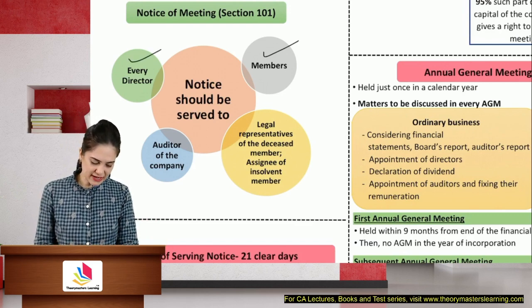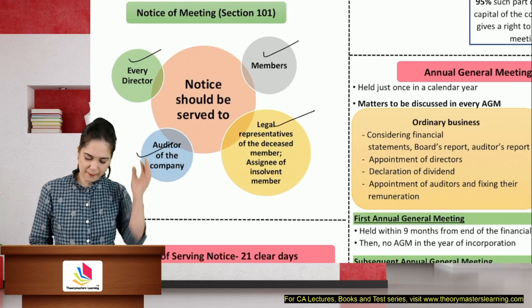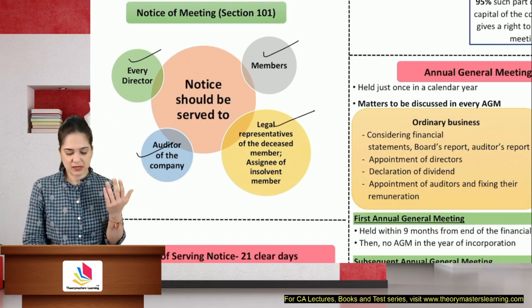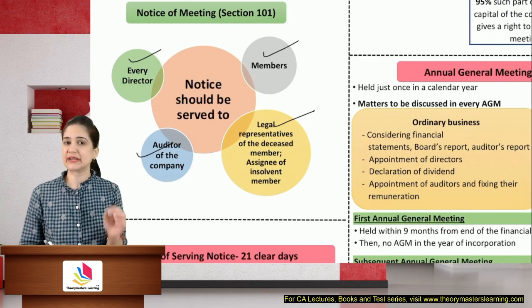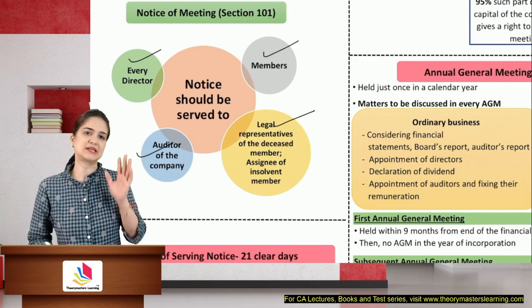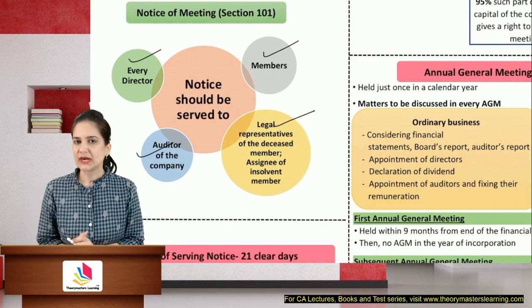It will be given to every director, auditor of the company, legal representative of the deceased, assignee of insolvent member. They will attend the meeting, but they will vote only in the capacity of either a legal representative or an assignee.